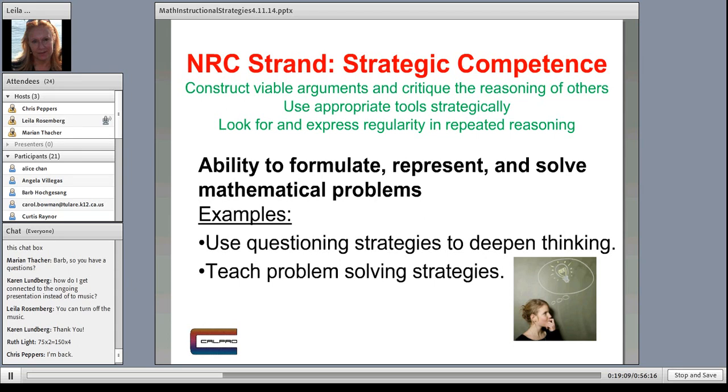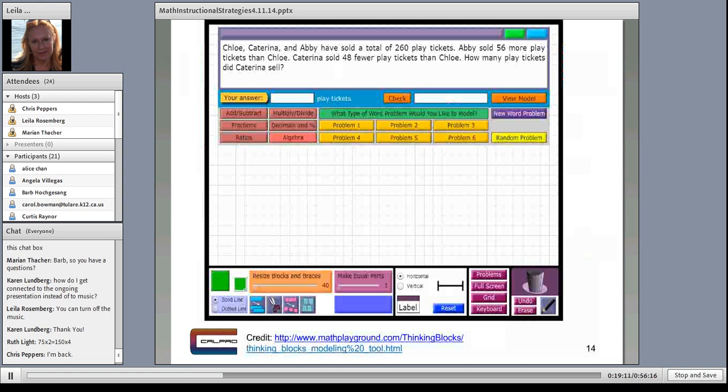Let's see one way of teaching problem solving that is very interesting. This is an example of a problem solving strategy. This online resource is called Thinking Blocks. Again, I'm giving you the link, so just relax. You're going to get the PowerPoint and you're welcome to go through all of this by yourself later. With Thinking Blocks, you can choose word problems about add, subtract.